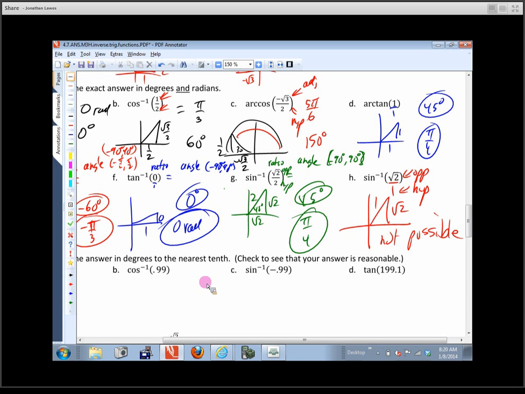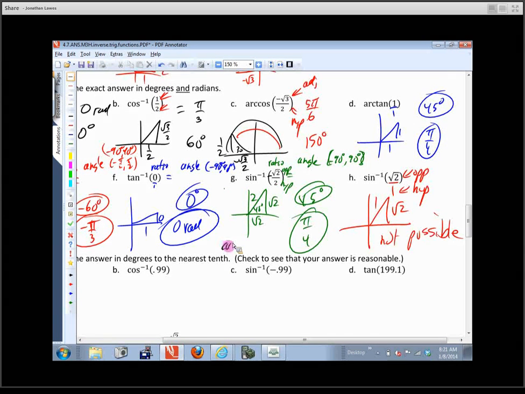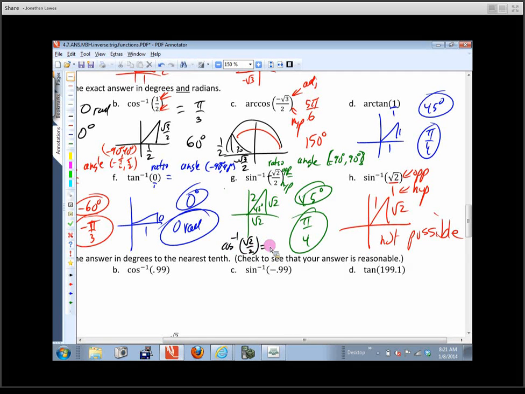Okay. What if that had been negative? What's the answer then? Yep. It'd have to be down here because that would make the opposite side negative. That would put it in quadrant 4. Okay. What if this had been cosine inverse radical 2 over 2? What would the answer be then?